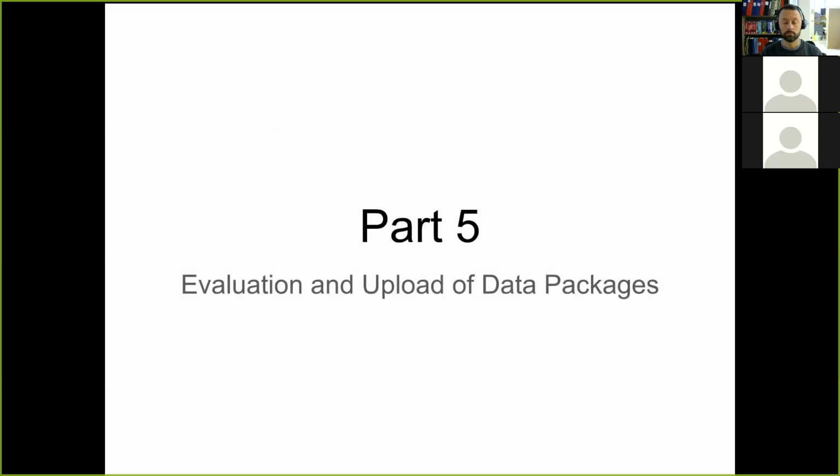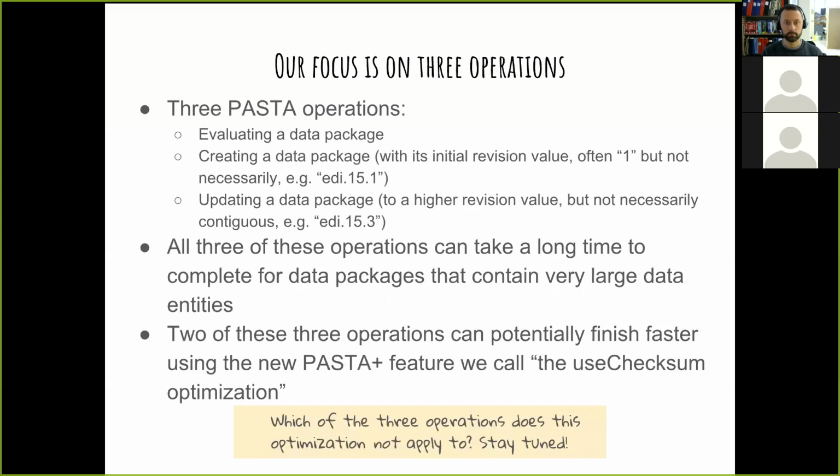Let's quickly look at evaluation and upload of data packages. Our focus is on three operations: evaluating a data package, creating a data package with its initial revision value, which is often 1, but not necessarily. For example, edi.15.1, and updating a data package to a higher revision value, but not necessarily contiguous. That is, you could go from .1 to edi.15.3. I think Deems skips revision values and uses these very large revision values.